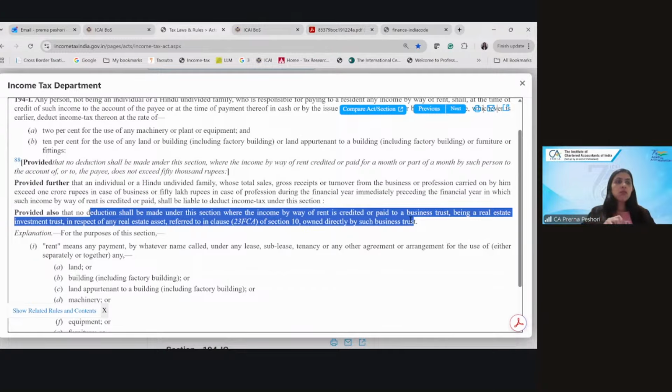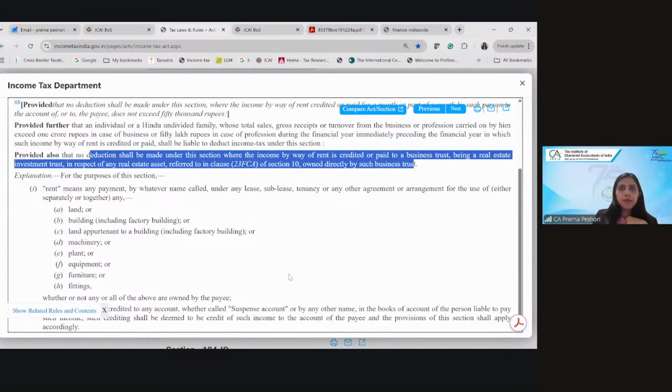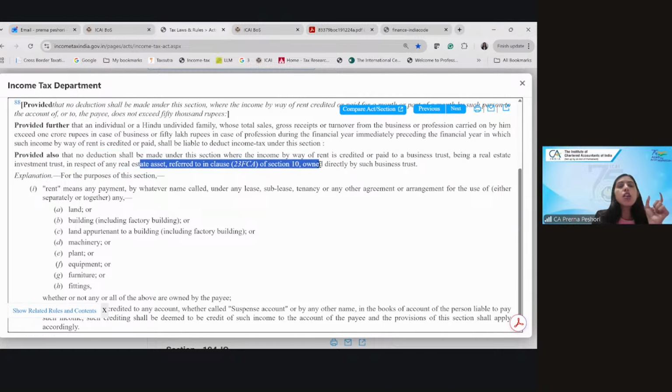REIT, Special Purpose Vehicles: when they hold and give rental income, 194I is not applicable there. Why? It is a pass-through entity. Tax is levied on the unit holders. Correct. So REIT is not taxable because of the exemption under 10(23FCA). Therefore there will not be any TDS on the rent paid to the REIT. Clear?